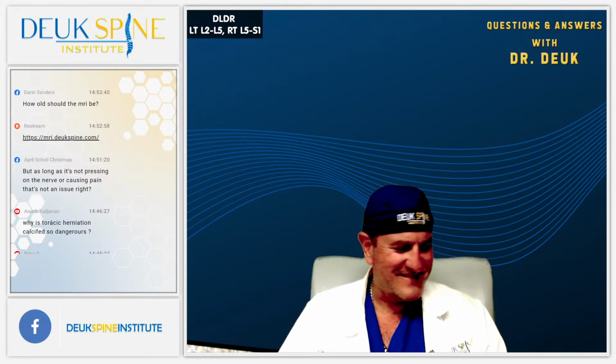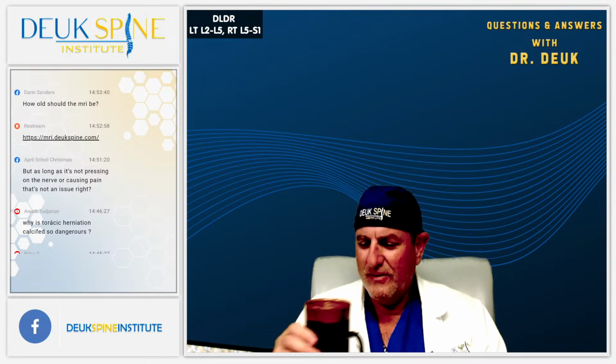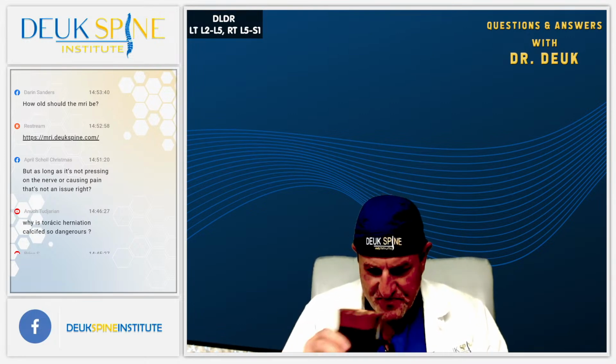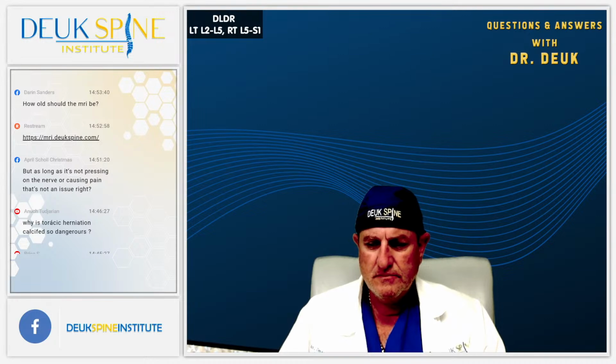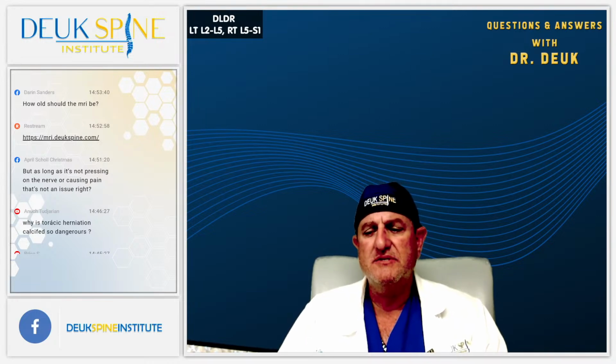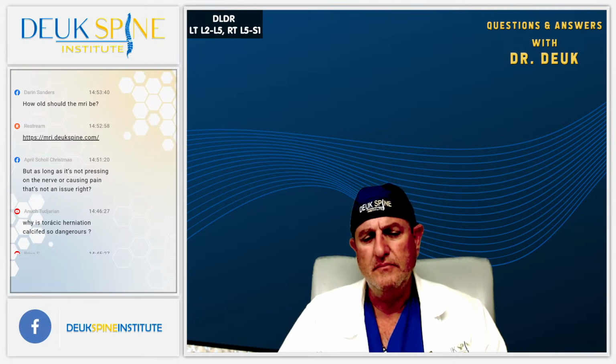All right, who's next? Last but not least, we have a question from Darren on Facebook, and they asked, how old should the MRI be? So Darren's asking, if we want to send an MRI for Dr. Deuk to look at and figure out what's wrong, how old should it be? Ideally, less than a year old, 12 months.